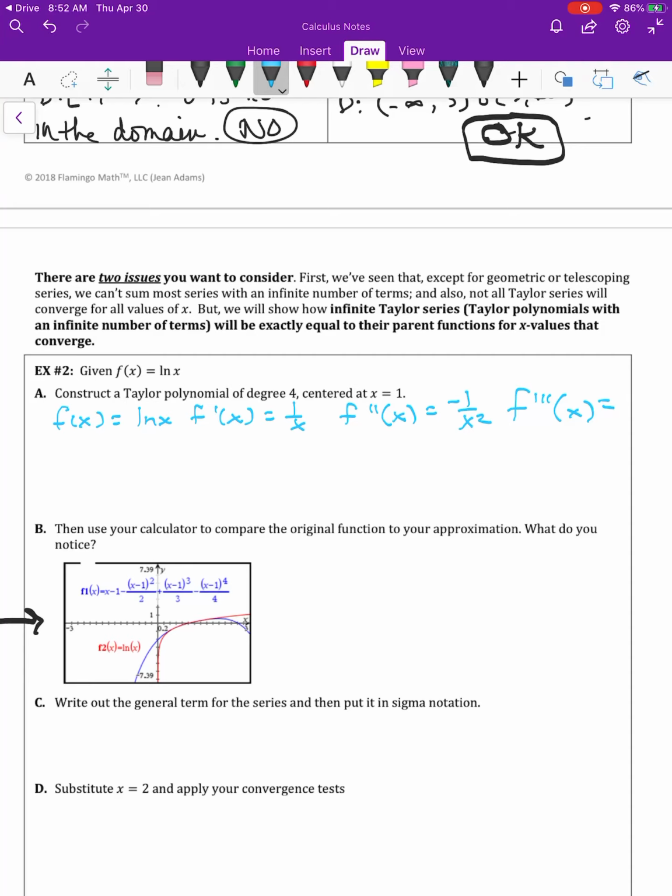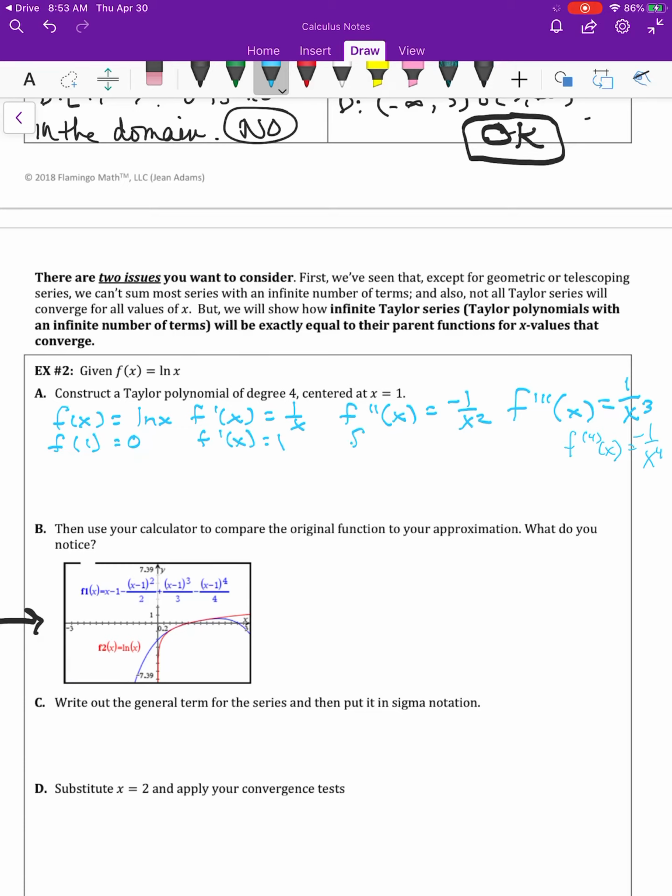Do you guys have these memorized yet? Sometimes I feel like we take the derivative of 1 over x so many times that we start memorizing, and then we see the pattern that it goes from negative, positive, and it keeps increasing. So we have that the fourth derivative is negative 1 over x to the fourth.